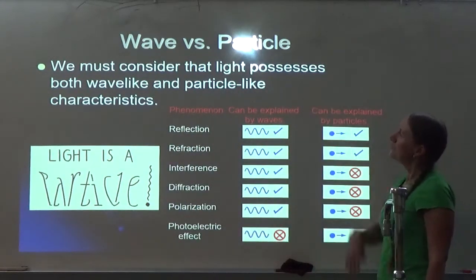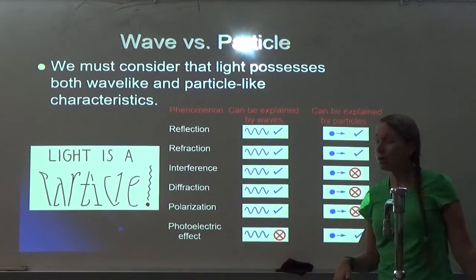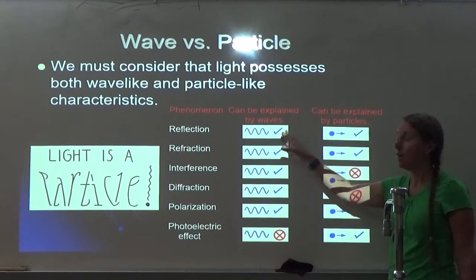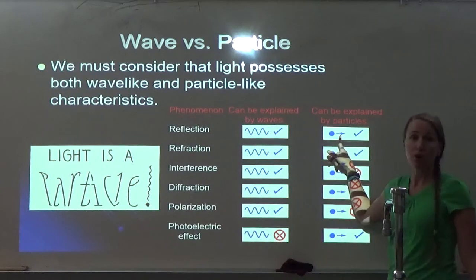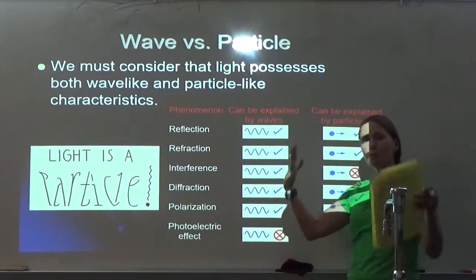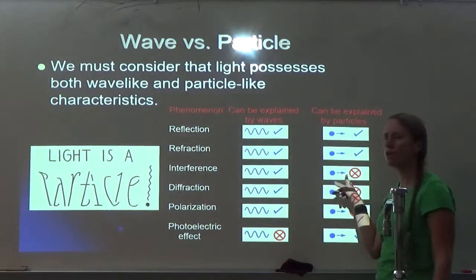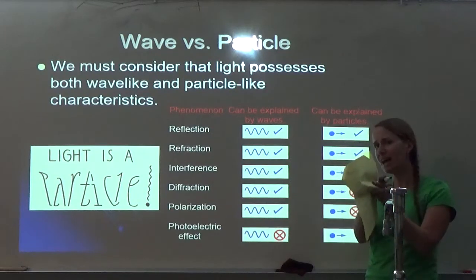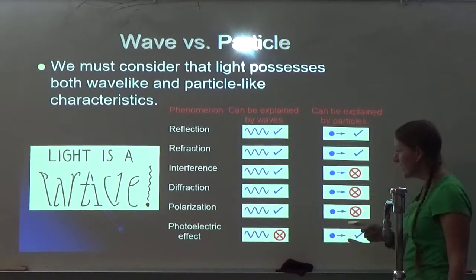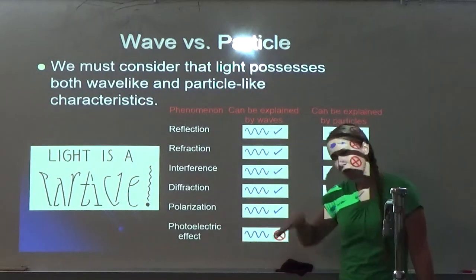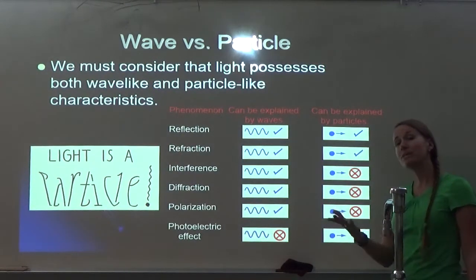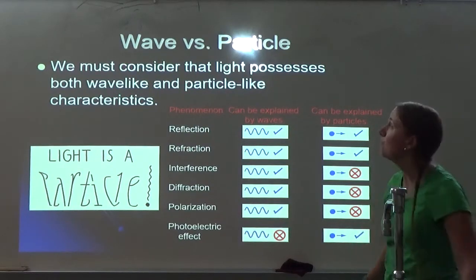All right, so we must consider that light possesses both wave-like and particle-like characteristics. So for example, when it goes through reflection, waves can reflect, but so can particles. So that's a property of both. But when it goes through interference, which is when waves overlap, waves do that, but particles don't. Like two particles can collide, they can't overlap. But light does that. But on the other hand, it does the photoelectric effect, which is where it ejects electrons. Waves don't do that, particles do. So that's why we say it has a dual nature, where it's like a wave, but it's like a particle.